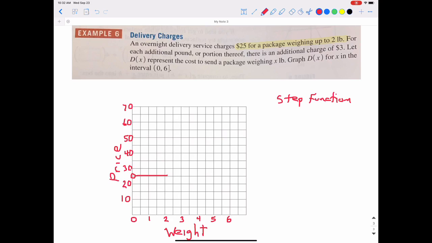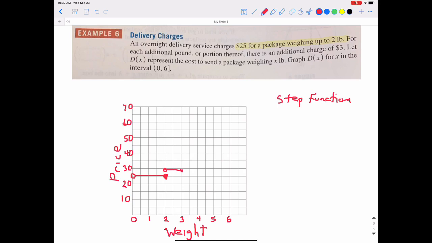Okay, so we're going to use a dot on this side. The dot represents up to 2 pounds; 2 pounds is included in the $25 price. How much would a 2 to 3 pound package cost? A 2 to 3 pound package would cost an extra $3, or $28. So we will do an open circle from 2 to 3 pounds at $28, and then a closed circle there.